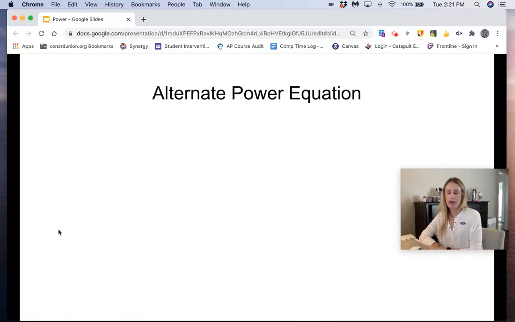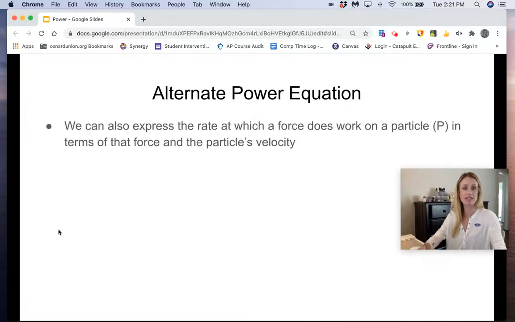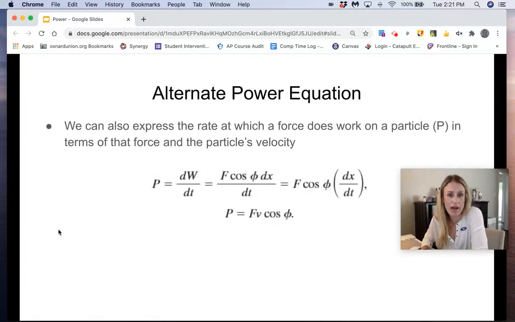Now we can get an alternate power equation. The way that we do this is we're going to start with an equation. We know that power is equal to work over time. So work, we know, is force times displacement times the cosine of theta. Now here we're looking at an instantaneous power. So for displacement, we have an instantaneous time rate of displacement, dx over dt. And of course, that looks really familiar, right? We know that that is going to be our instantaneous velocity. So what we can get here is that power is equal to force times velocity times the cosine of theta.